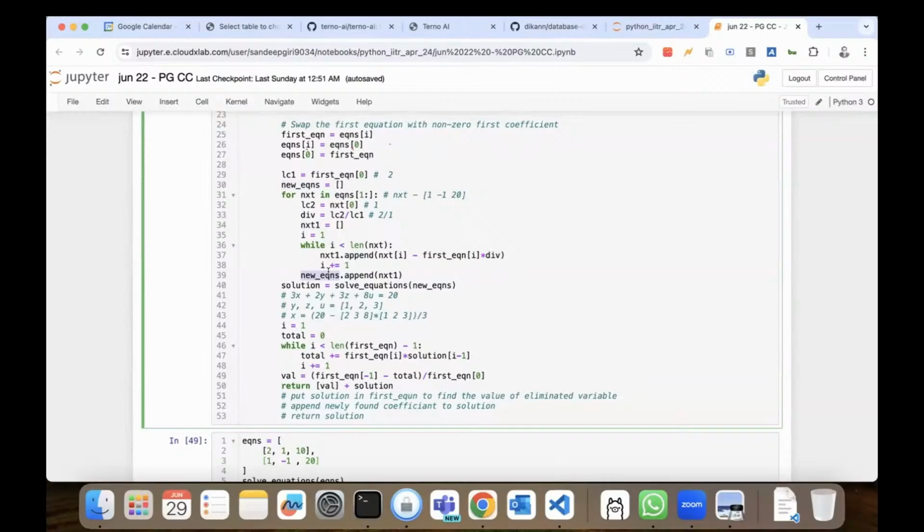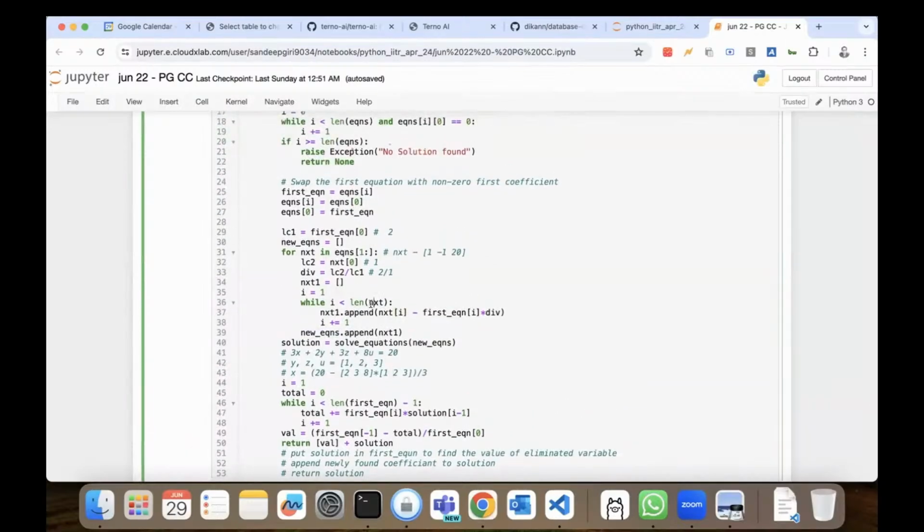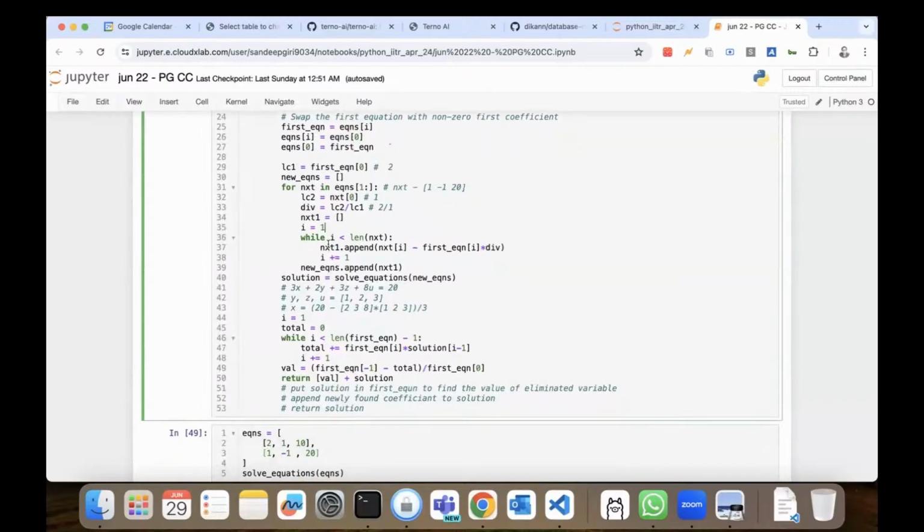Sandeep, could we print and see what exactly this append statement is doing there? Okay, you want to see this? Sandeep, sorry, isn't it just appending into the next one, and then the entire next one is appended to the new equation, right? Just creating the list, creating a sort of group in the while loop, and then adding it to the new equation. That's it, right?